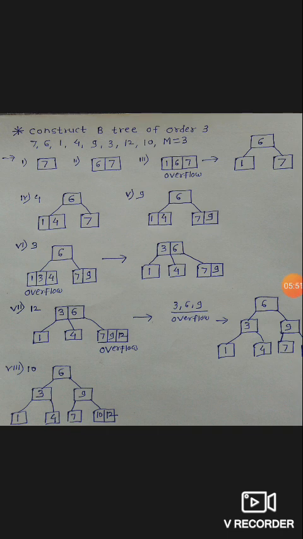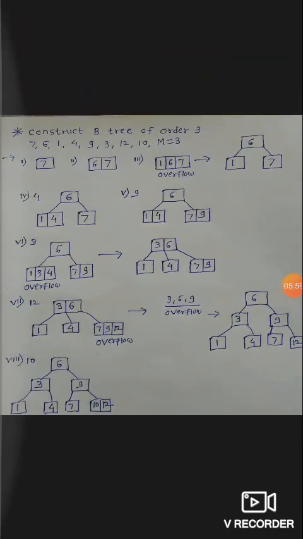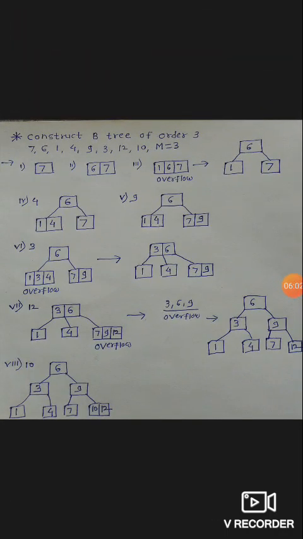Again there is overflow, so again we pick up the central key value 9 and we shift it to its upper node. It now becomes 3, 6, 9. Again there is overflow because the capacity of each node is 2, but 3, 6, 9 has 3 key values. Therefore again we pick up the central key value, and we create a new node whose data is equal to that central data.